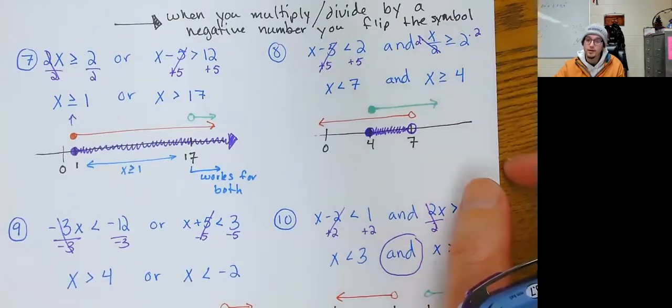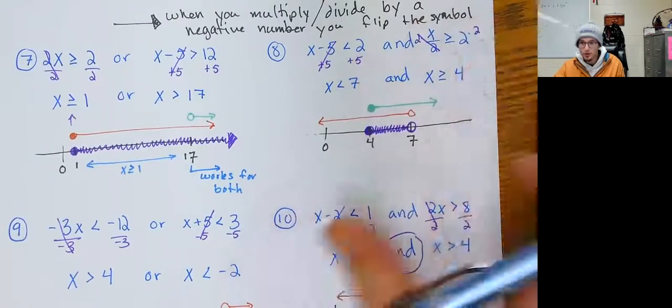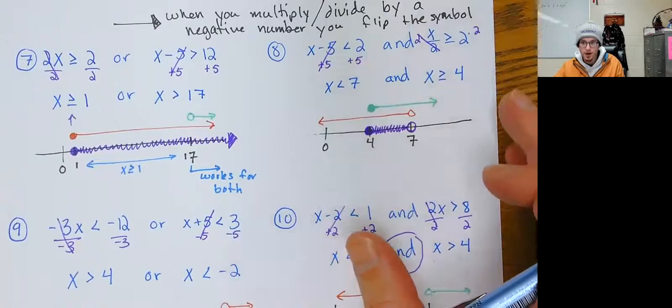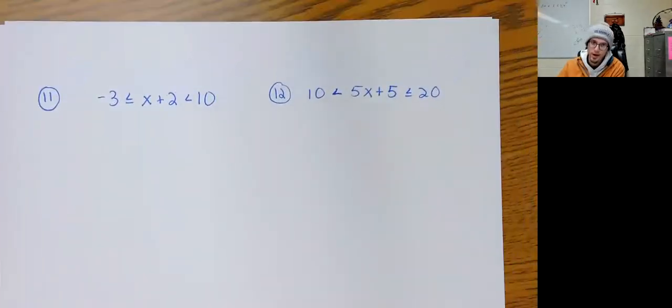We're going to look at how to solve compound inequalities that are combined with the word and, where it needs to satisfy both of them at the same time, that are written as a single inequality. They don't have the word and in between them. They're written as one inequality, just like these ones. Well, how do you solve these ones?